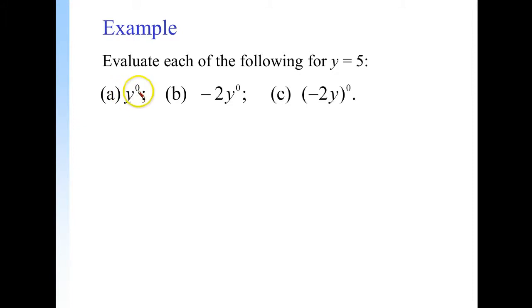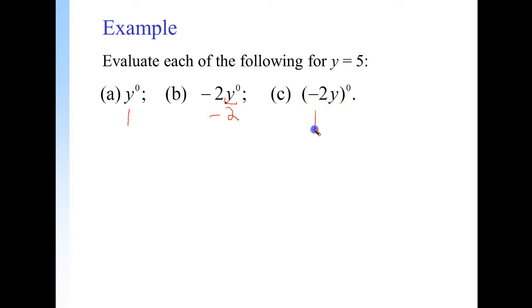Think about it, what will this be? Anything to the 0 power we said was 1. This one's a little tricky because what is the base of that 0 exponent? Well, it's only the letter y. So this part is 1. Negative 2 times 1, this is going to be a negative 2. So sometimes they'll try to catch you a little bit. Now, if it's in a parenthesis like this, that implies everything in that parenthesis is to the 0 power.